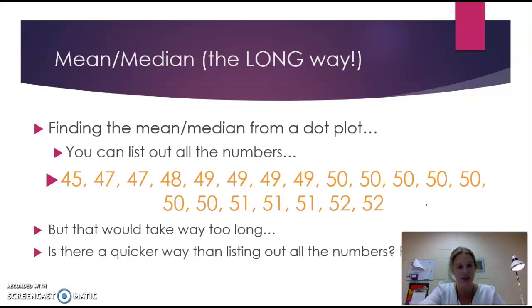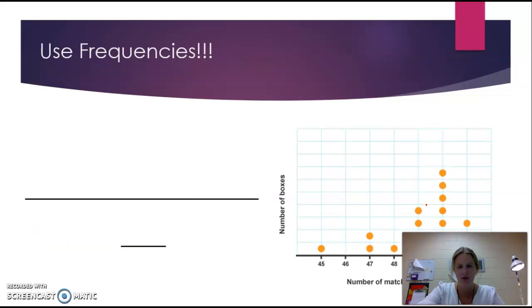Is there a quicker way? Again, maybe that was your idea. Now we gotta rethink it. How can I find the mean and the median from a dot plot? We need to be able to use what we're calling frequencies here. So 45 has a frequency of 1 because there's one dot at 45. Well, 47 has a frequency of 2 because there's two dots at 47.